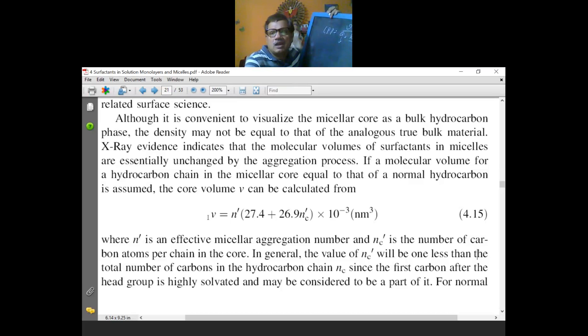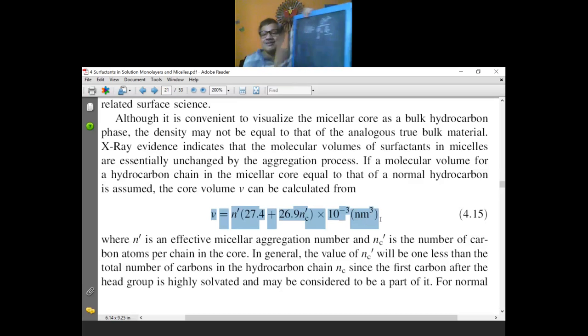can easily be calculated using this expression, and it is expressed in nanometer cube. So V equals n prime times 27.4, why the terms are coming, I will discuss, plus 26.9 n c prime, into 10 to the power minus 3. The 10 to the minus 3 comes to express the value in nanometer cube.